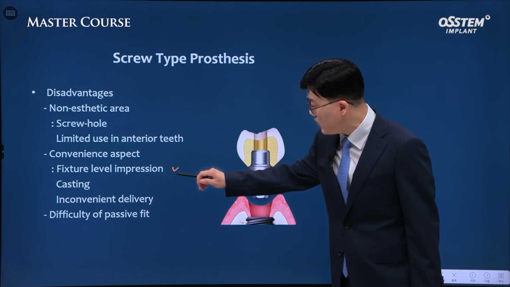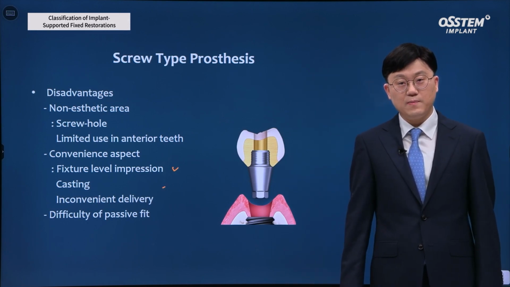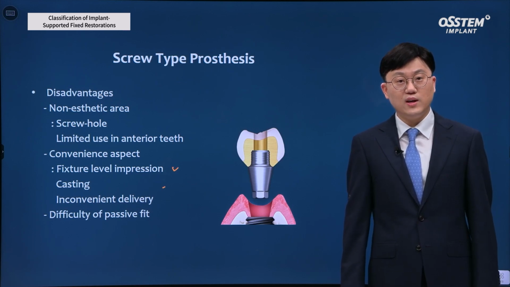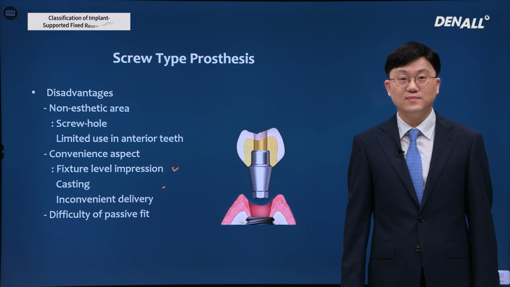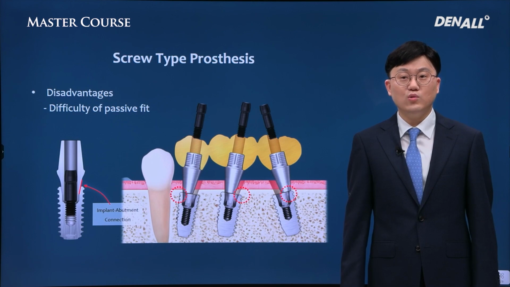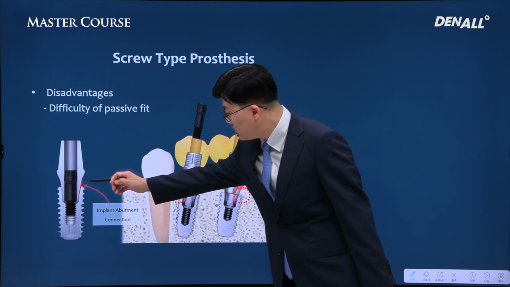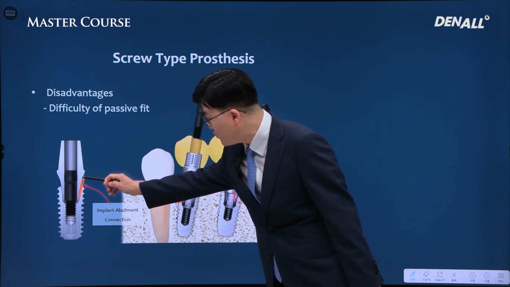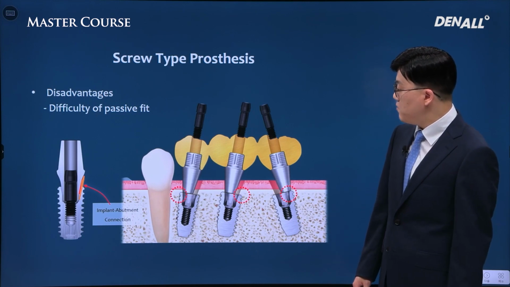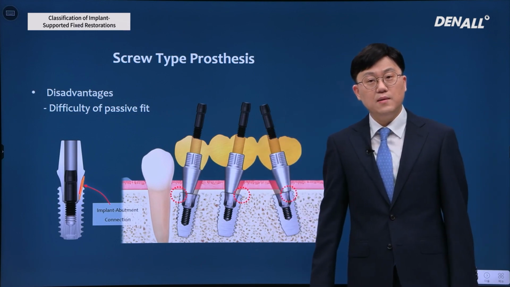Also, to provide the final prosthesis, an implant level impression needs to be done. Also, because casting is involved, there can be different errors. Because there's no cement, compared with cement type, it's difficult to get passive fit. Passive fit may be more difficult to gain if multiple implants are placed. In the case of TS or KS implants, the connection area of the implant abutment is long, so when multiple implants are placed as shown, it's difficult to get passive fit, and at times this is unachievable.